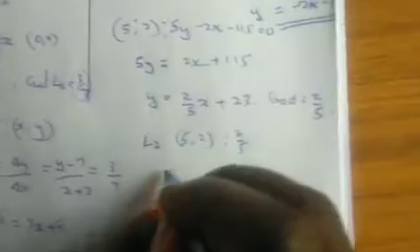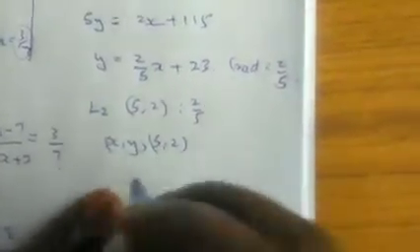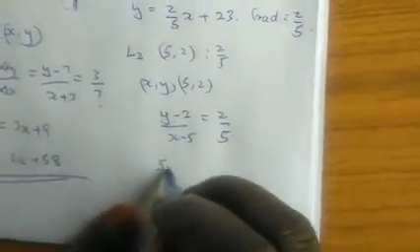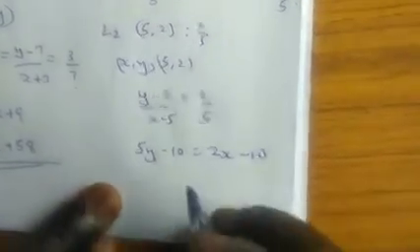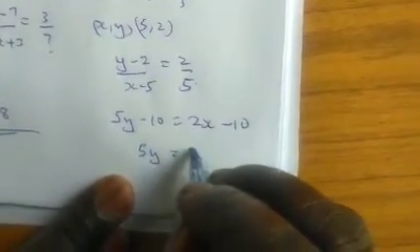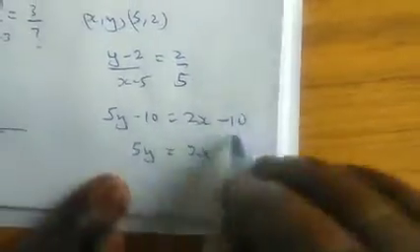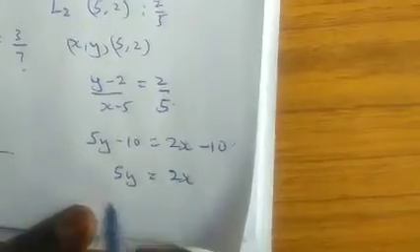We take a general point (x, y) and the given point (5, 2), then use them to find the gradient. So (y - 2)/(x - 5) should be equal to 2/5, and therefore 5y - 10 = 2x - 10, and therefore 5y = 2x, because -10 plus 10 will be 0. So that will be the equation of the line.